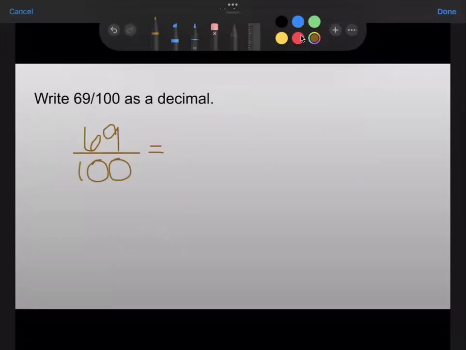So with a denominator of 100, that means I'd have the decimal here and the number would go out to the hundredths place. That means the end of my numerator, or top number, has to end in the hundredths place. So I'm going to put the 9 here and the 6 here. I don't have any empty spaces, so I don't have to put zeros, but I can put a 0 in the front just to make it look more formal. So 69 over 100 is the same as 0.69 written as a decimal.